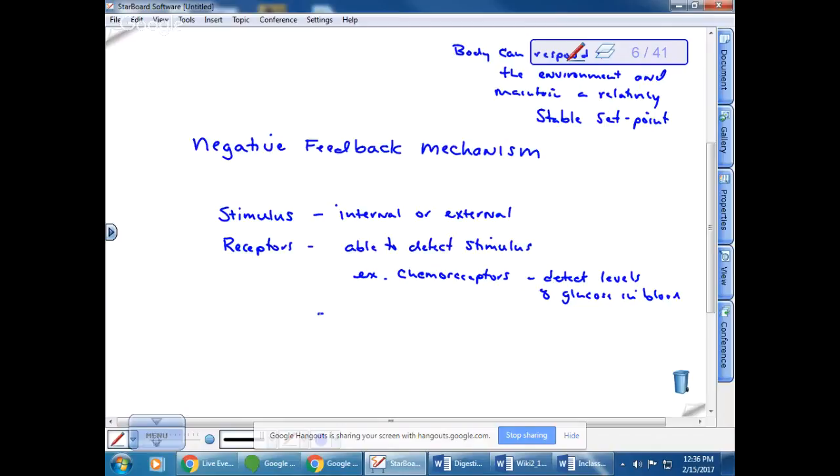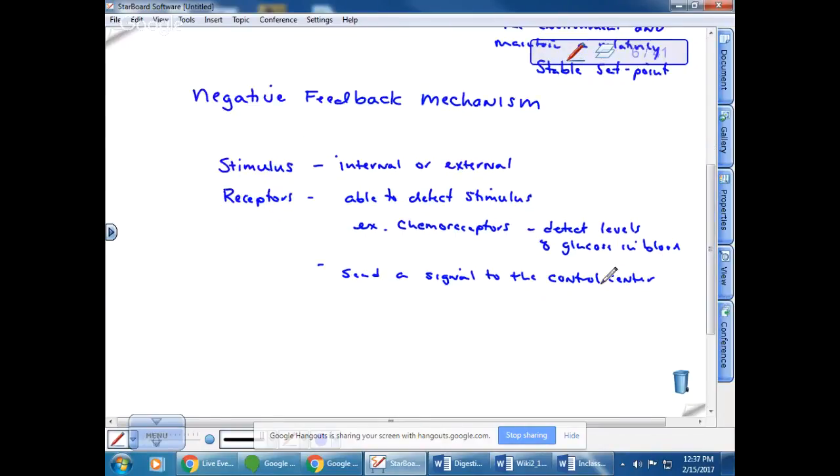Then the receptors send a signal to the control center. And that could be the brain, or it could be a gland, it could be an organ, right? So it could be the pancreas gland, it could be a kidney, it could be the brain, whatever the control center is, okay? So that would be what is going to respond to the stimulus. And the signal is sent via what is called an afferent pathway. So A means that's the beginning, the next one's gonna be efferent. So I always remember A, it's the first part of the cycle, E is the second part of the cycle, okay?